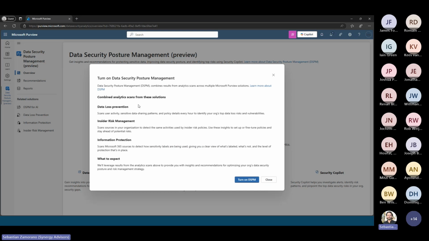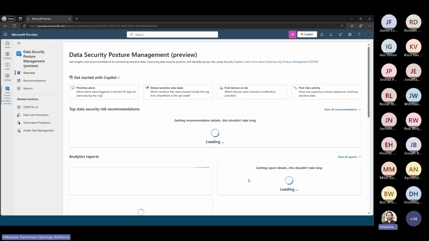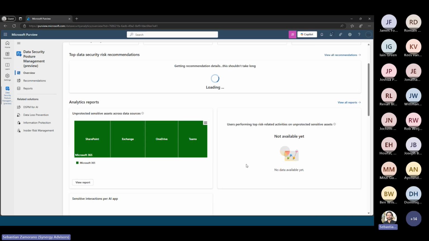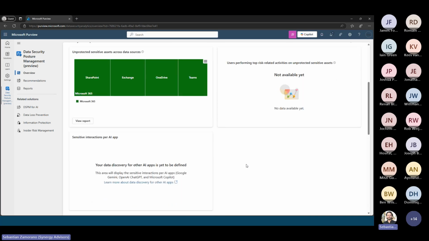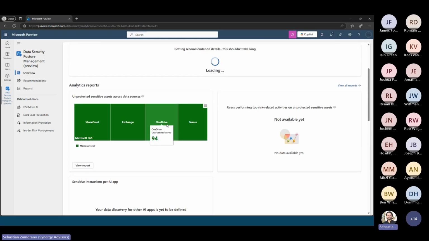As I mentioned, this takes information from data loss prevention, insider risk management, and information protection. Turning this on can take around 24 to 48 hours to enable, and here we will start viewing some information. Nevertheless, let me jump to another tenant.